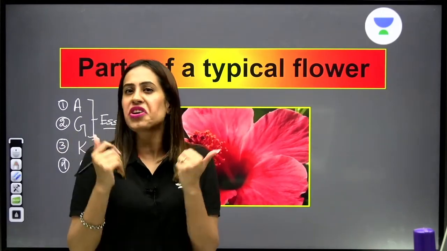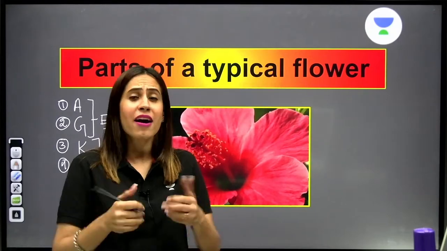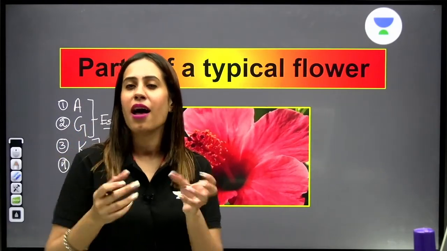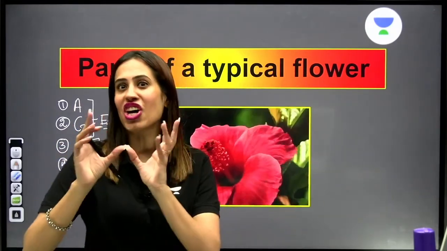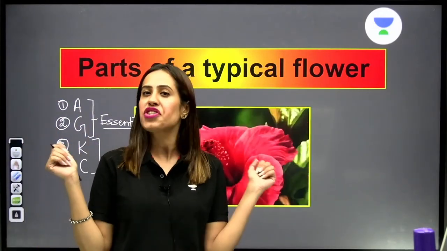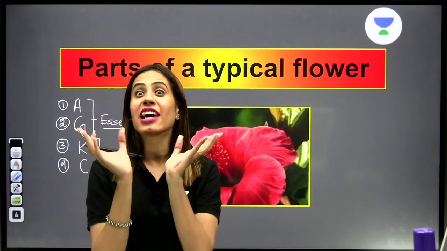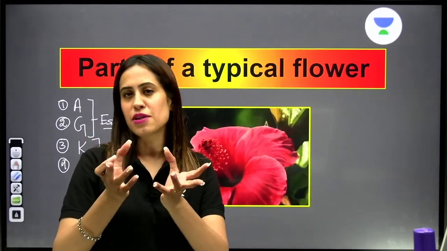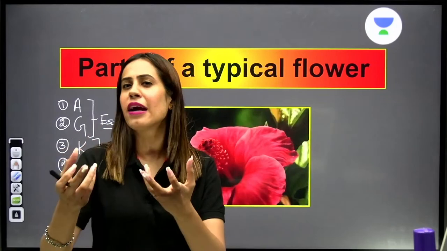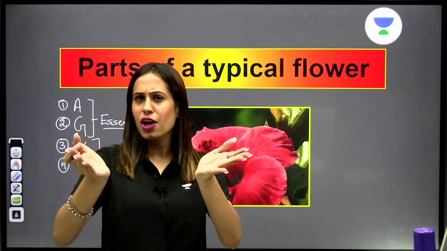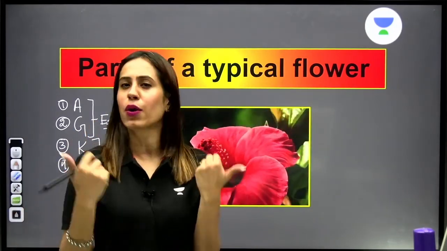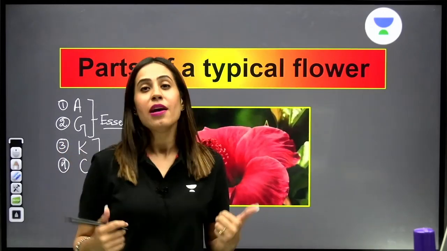Why? Because the origin of this particular flower was in China. Hibiscus rosa-chinensis, because the origin was in China. So the specific name is an adjective. It describes where the origin of the flower is, or how the flower is looking, or how the fruit is looking.